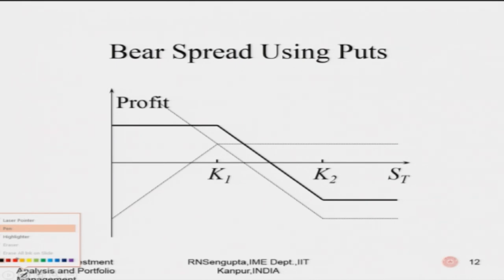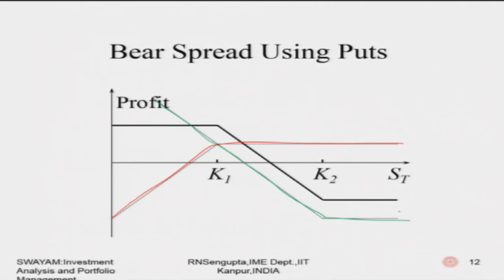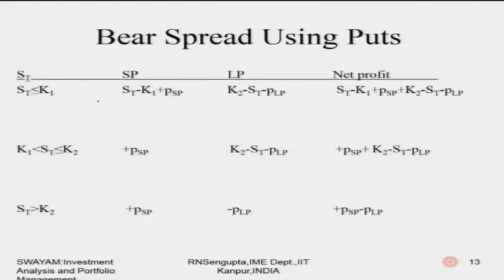So again the same scheme of color, price is K1, red, prices of K2, of green, and when you combine them K1 and K2, you had the blue. And as usual, you had ST along the x axis, payoff along the y axis. The bear spread using the puts, considering the prices are on the downward trend.